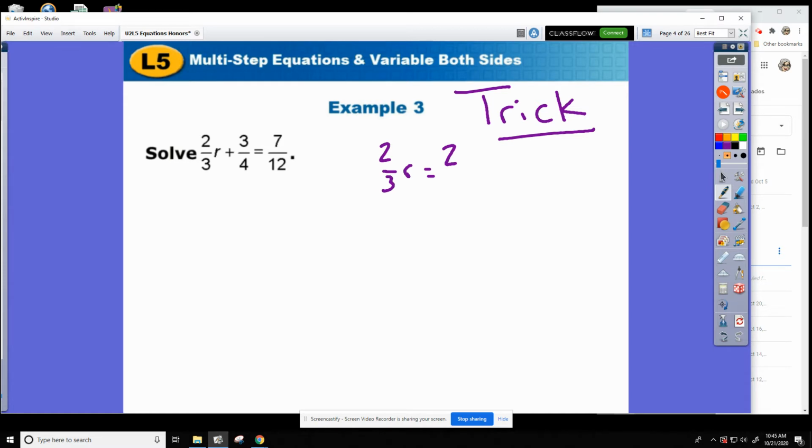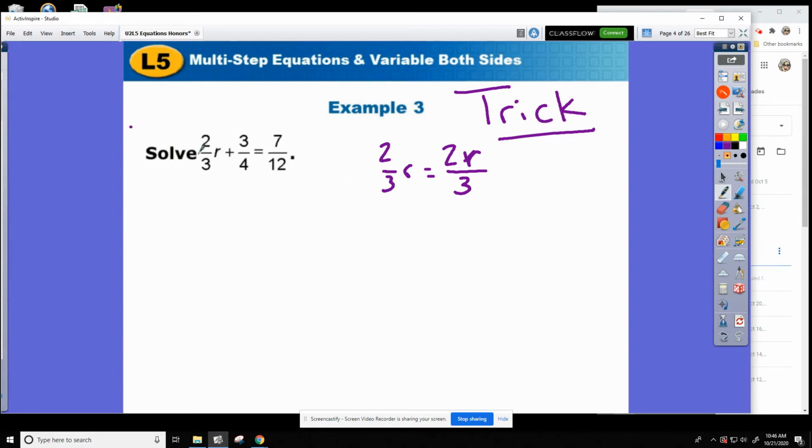over 3. Oops, where's my pen? Did it go away? There it is. Oh, it's spinning. It's the same as 2r over 3. Those are the same things because under this r is a 1. So these two things are the same.